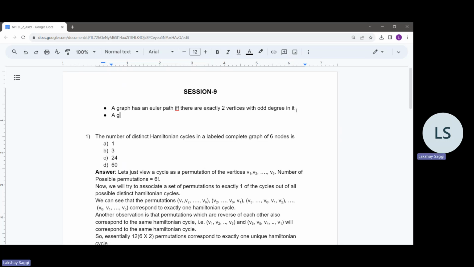Similarly, a graph has an Euler tour, or is Eulerian. Note that a graph having an Euler path is different from a graph being Eulerian. These are two different properties. A graph is Eulerian if and only if all vertices have an even degree, and in no other case is it Eulerian. These are the two properties which will be used in the second question.